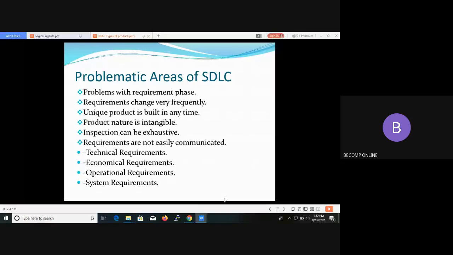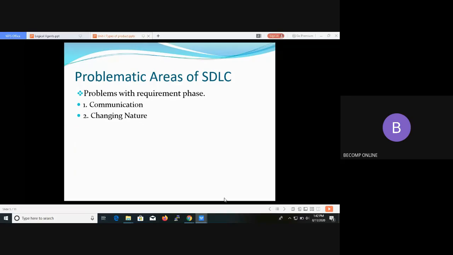Let's come to our session with the problematic areas of SDLC. In the last lecture, we were at this point with the SDLC, the software development lifecycle. We will see today which areas in SDLC affect our product. So, problematic areas of SDLC. We have listed some areas where we found problems, so we'll see them one by one.